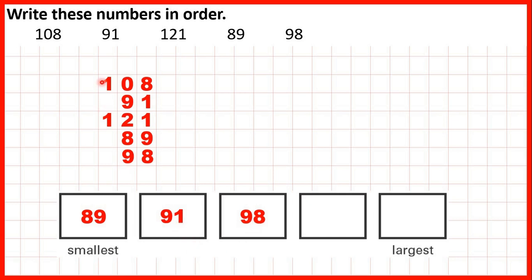So then we have 2 numbers which both have 1 as the hundreds digit, but when we look across to the tens, we can see that this number has 0 and this number has 2. So that means 108 is next, and then our largest number is 121.